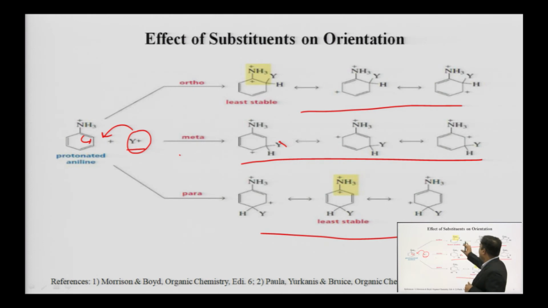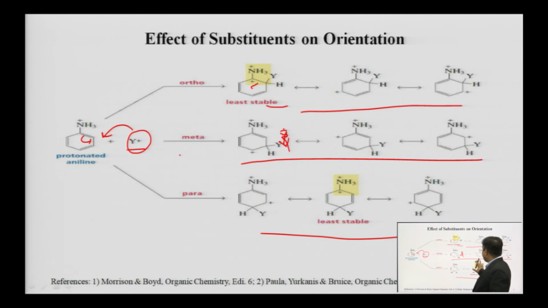Now, first of all, we go for the ortho, the carbocation formed by the ortho position attack. You can see that one of the 3 resonating structures has a positive charge on nitrogen as well as a positive charge on the carbon attached to the positively charged nitrogen. So, this particular resonating structure is least stable, because both positive charges will repel each other, and stability will get reduced.